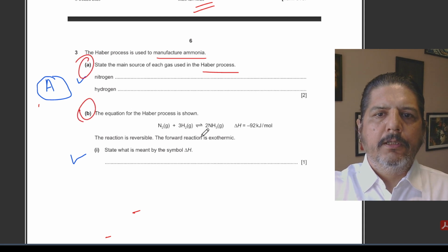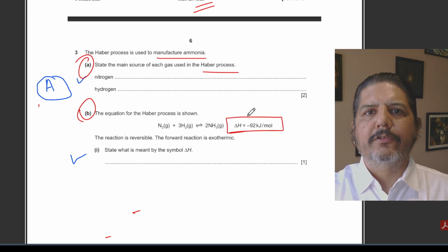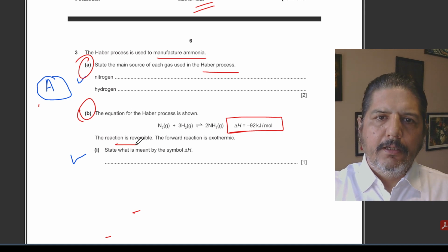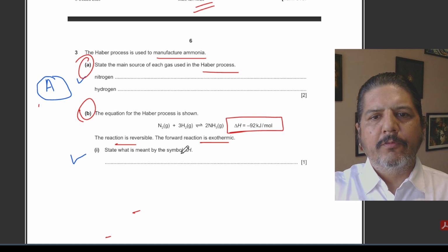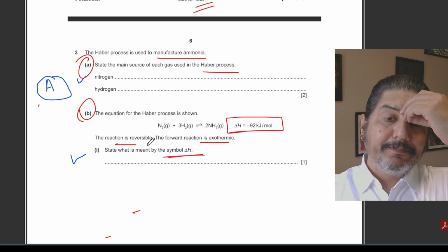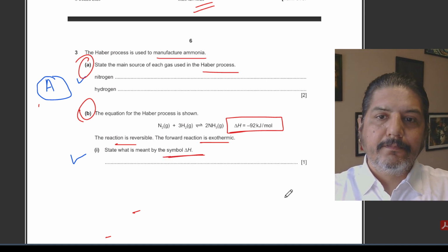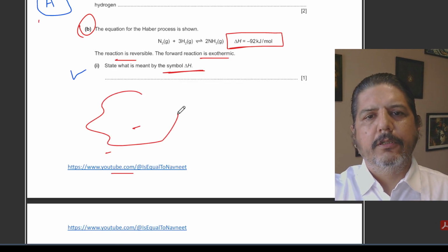Second question. So this is the Haber process. As we can see, delta H is negative, so it's an exothermic process. The reaction is reversible. Forward reaction is exothermic. State what is meant by the symbol delta H. Now please remember that, I'll give you a bit of explanation. Again, I won't be going into much detail.